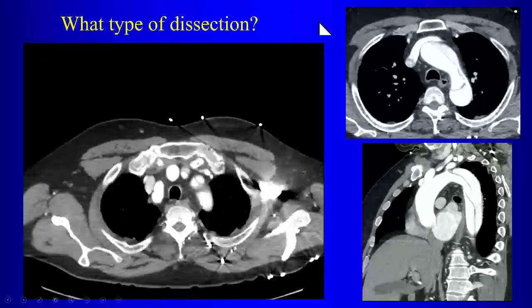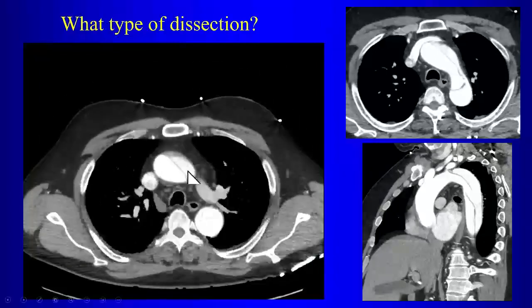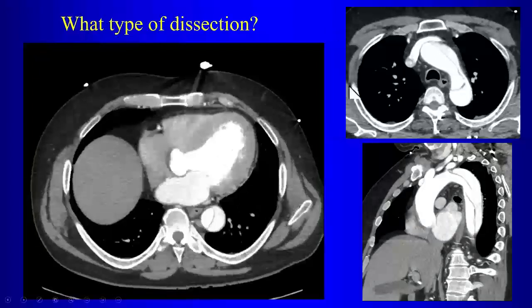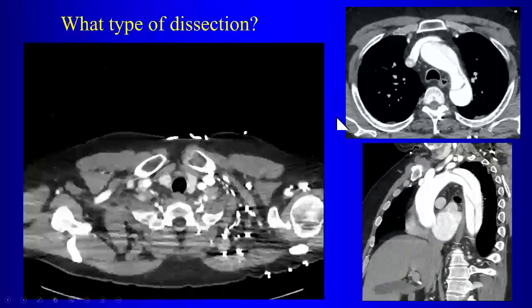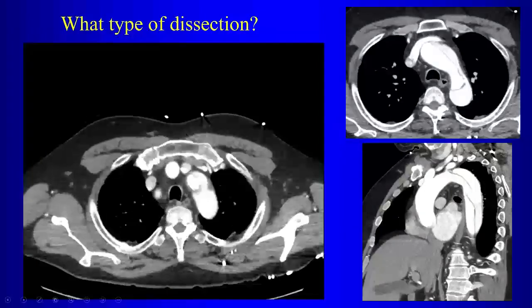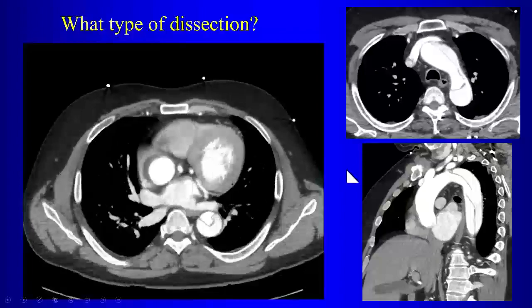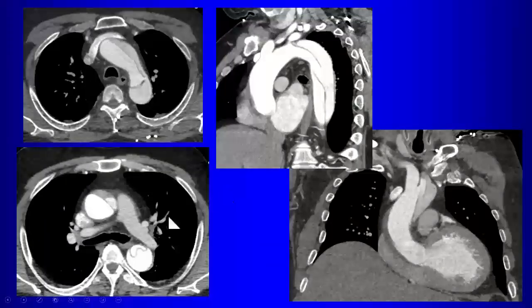See, so in the old days, we would have said, okay, that's a type A dissection and it extends to the ascending aorta, so this should be treated surgically. But the point of identifying the tear, the entry tear, is very important for these types of cases. All right? So no question that the dissection does extend to the ascending aorta, but the entry tear here is in the descending aorta. Okay?